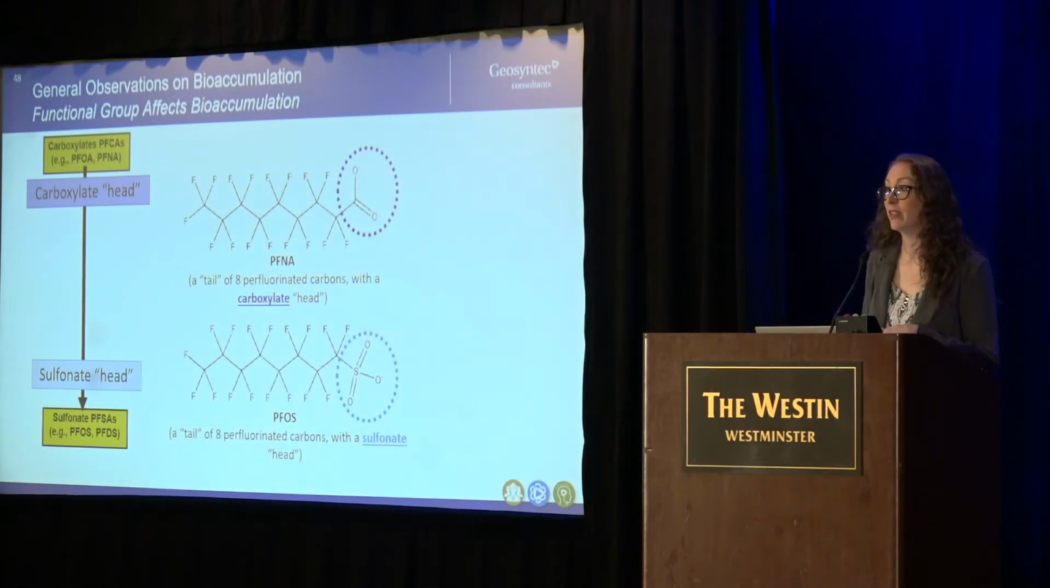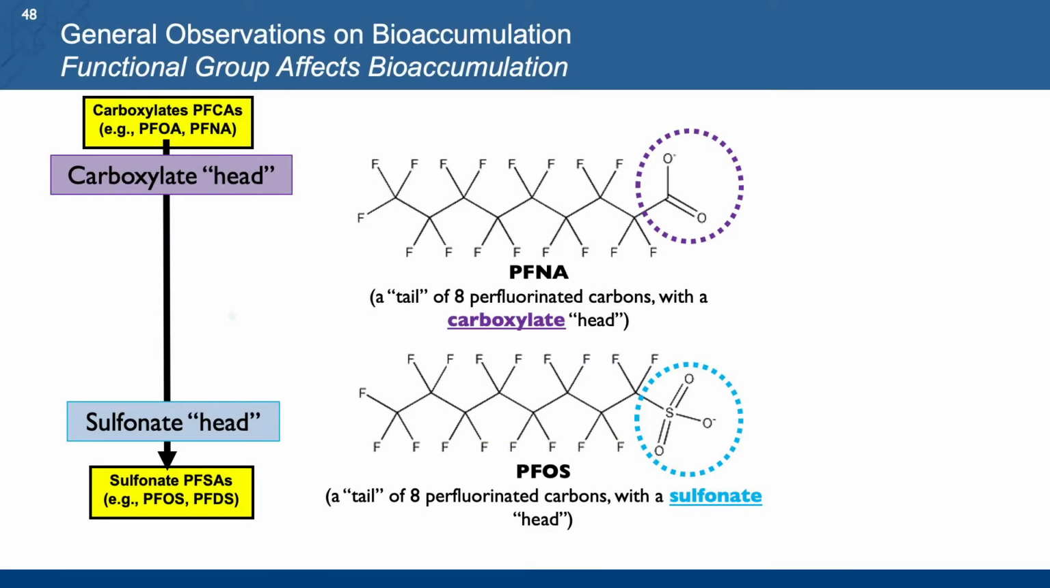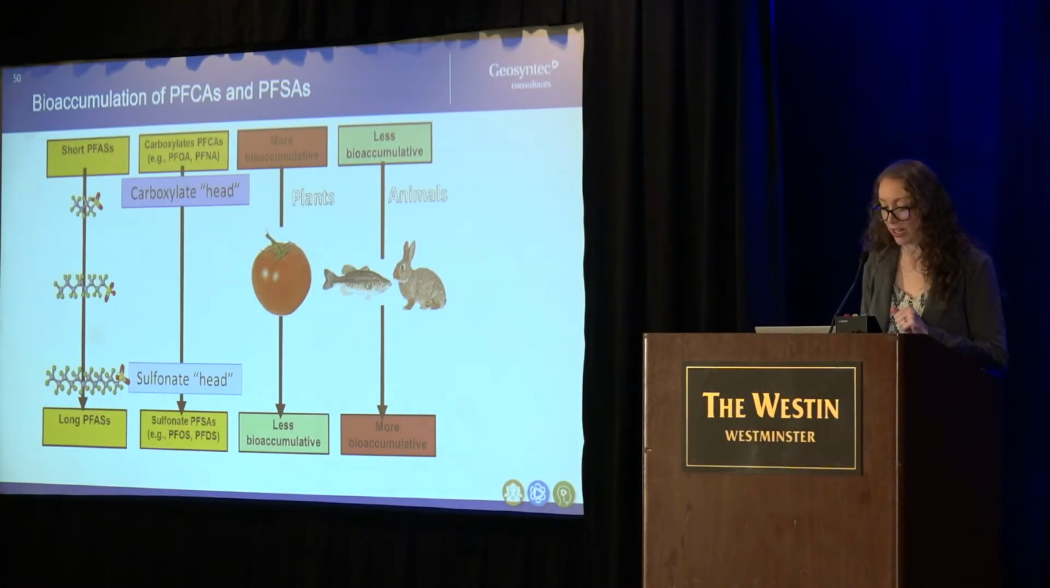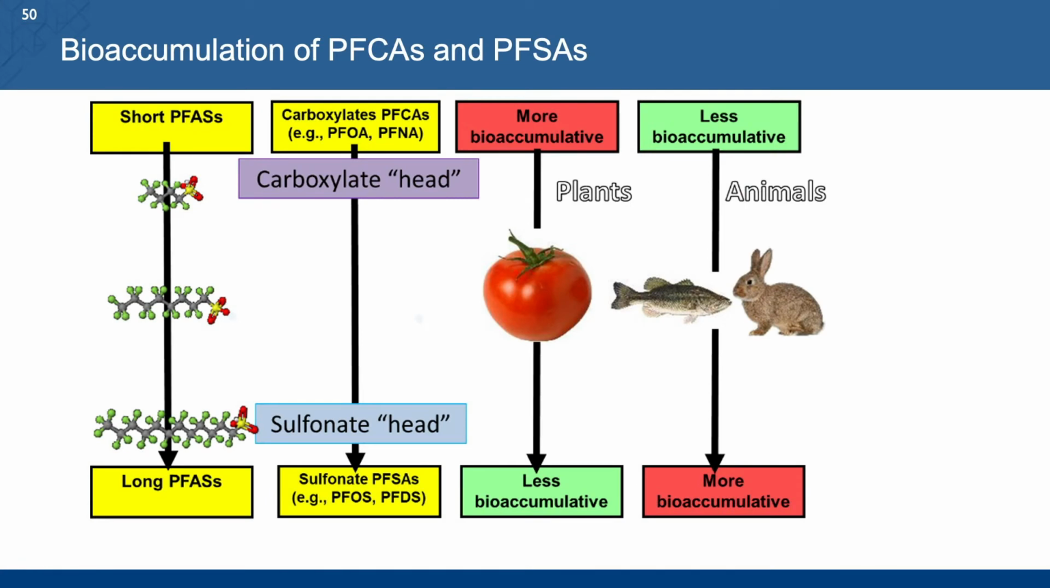The other big contributor to how much bioaccumulation potential a PFAS has is whether it's a carboxylic acid or a sulfonate. We see that the carboxylates are more bioaccumulative in plants, and the sulfonates are less bioaccumulative, so those are your PFOS, PFDS. It's the opposite again for animals: we see the sulfonates being the more bioaccumulative ones and the carboxylates being different. So you get these alternating patterns between these two different features, and it's something to keep in mind as we start thinking about bioaccumulation.